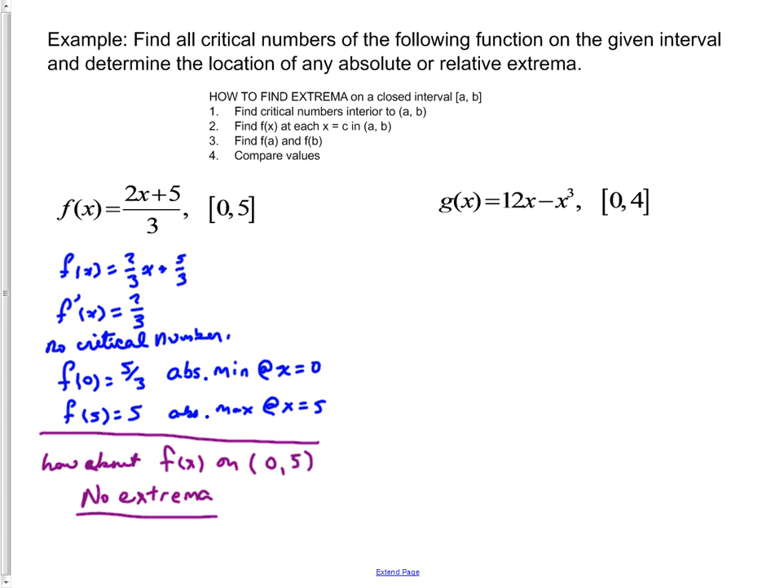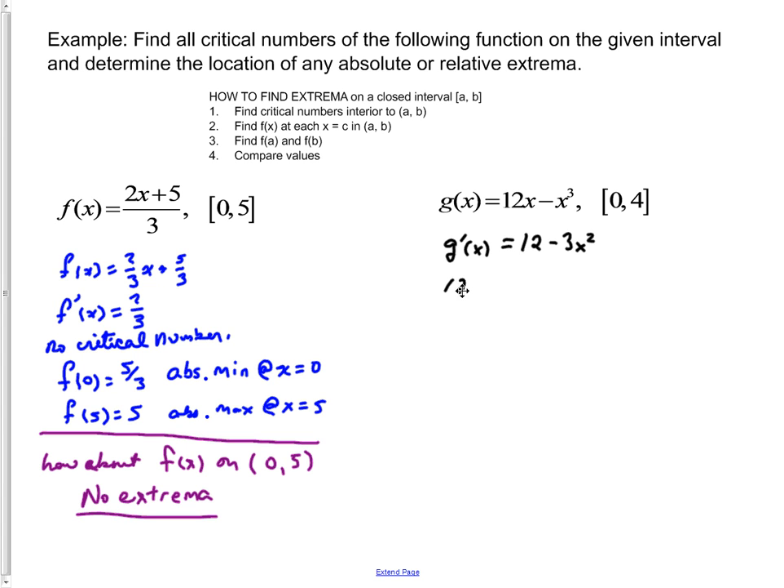All right, let's take a look at another function right here. We've got the function g of x equals 12x squared minus x cubed. So, of course, we should look for our critical numbers. We're going to find critical numbers at any place where the derivative is either undefined or equal to 0. So our critical numbers here, 12x squared, or 12x, derivative of that is 12. Derivative of x cubed is going to be 3x squared. And so we're looking for any critical numbers on the interval from 0 to 4.